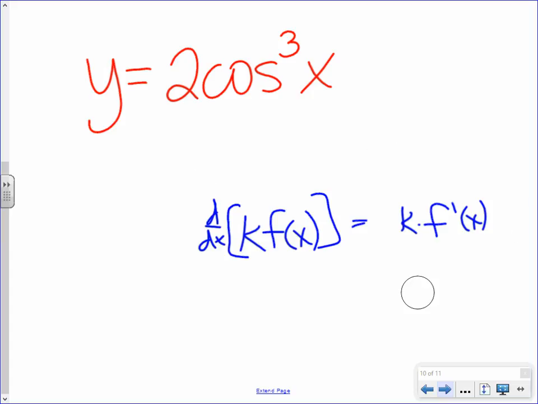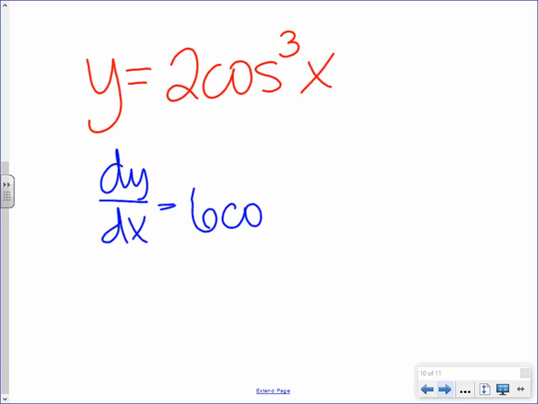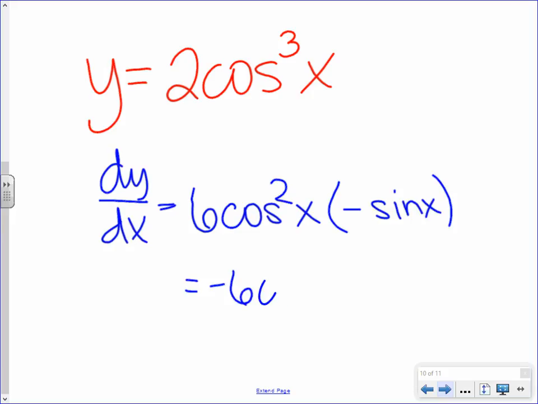So instead, I think I saw at least most people recognizing that that is cosine being cubed. What I would want you to do for this one is the power rule, so 6 cosine squared x, and then we would multiply it by negative sine x because that's the derivative of our inside function. I'm glad we talked about that one then.